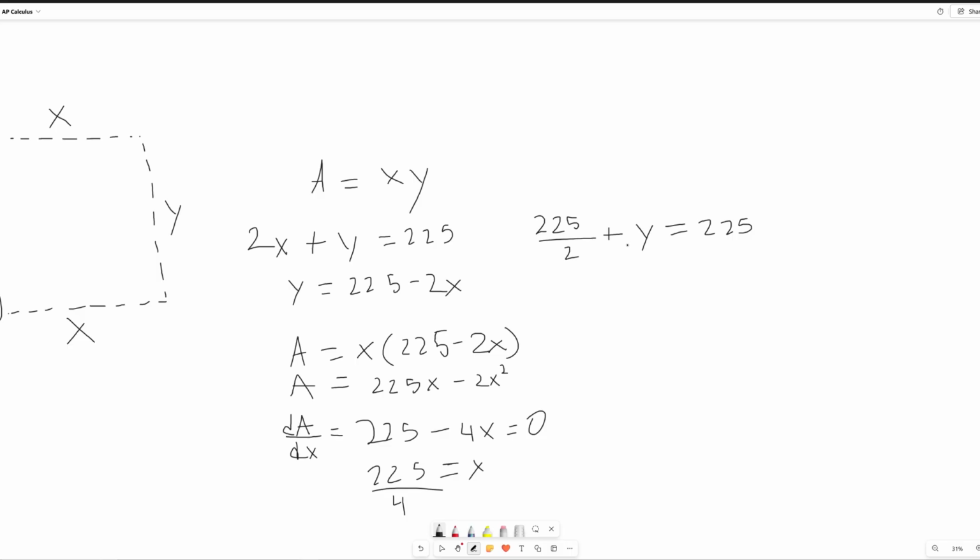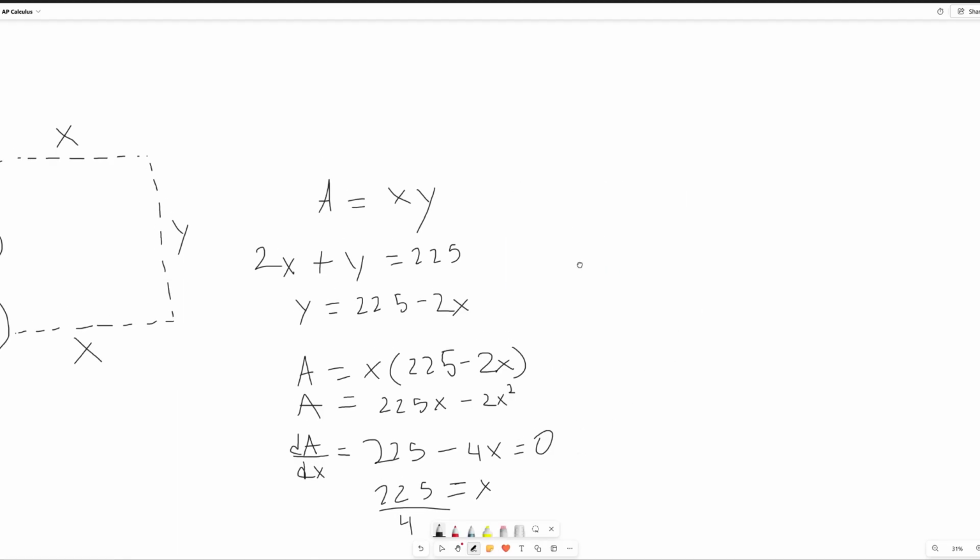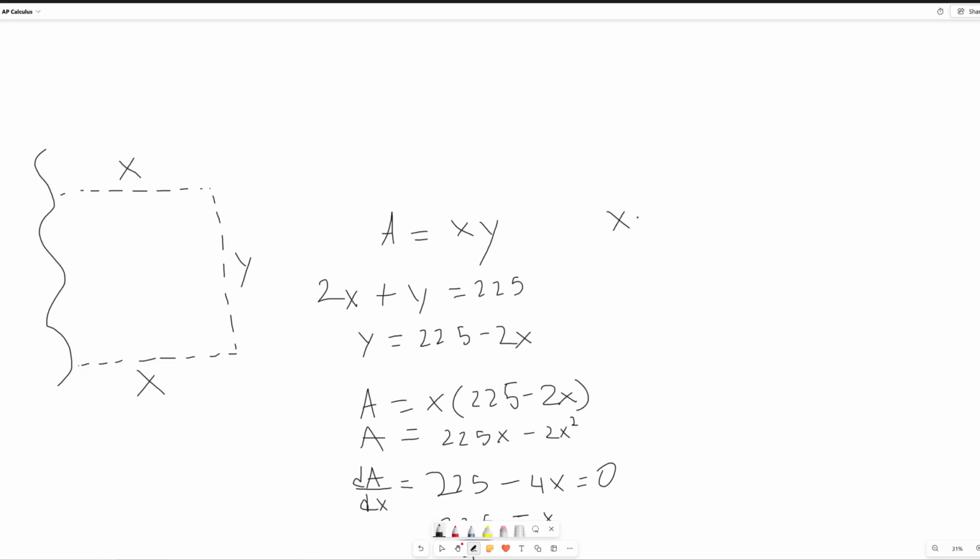All right. So you could do the math here, or you can realize, wait a minute, 1/2 times 225 plus another half times 225 is going to give you 225. So your y in this case ends up being 225 over 2. And those are actually your answers. X equals 225 over 4, Y equals 225 over 2. And if it asks for the dimensions, that's your answer.